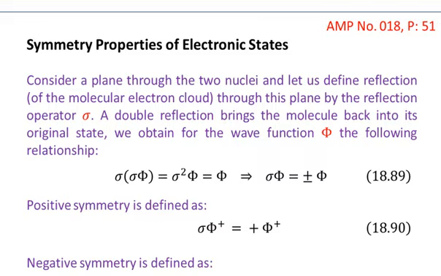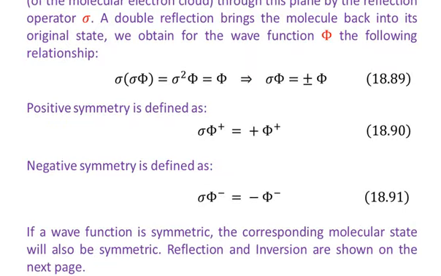So you see that I can now define two symmetry functions. Positive symmetry is defined by sigma operating on phi plus will give you plus phi plus. So phi plus is the same phi as I have discussed earlier, but the only difference is that when sigma operates on phi, it will produce a positive sign. That is, no change in the value of phi after reflection. Such a wave function is referred to as having a positive symmetry. Now let's consider negative symmetry, which is defined as sigma operating on a wave function designated as phi minus. It will produce a negative sign over here.